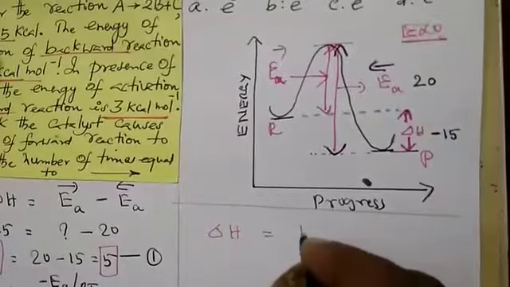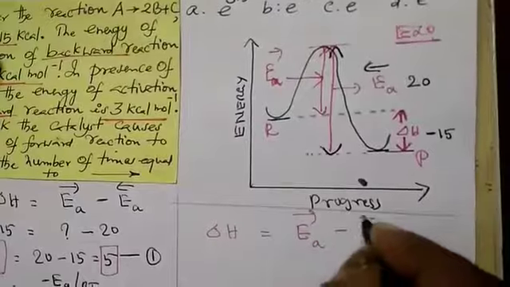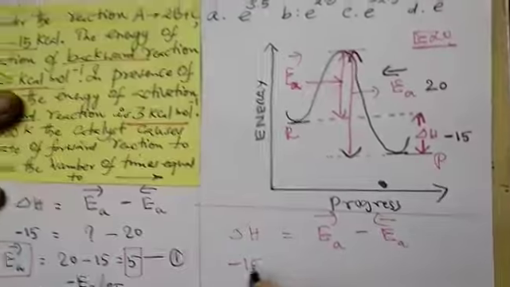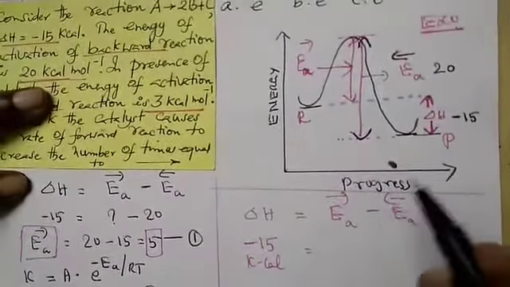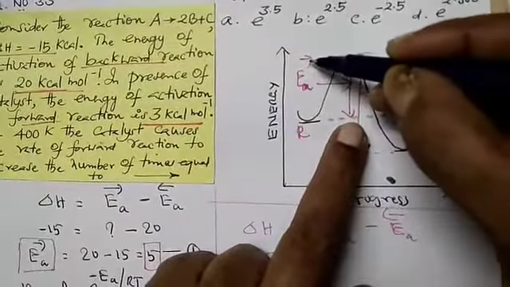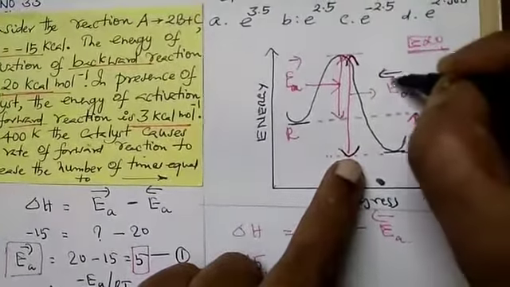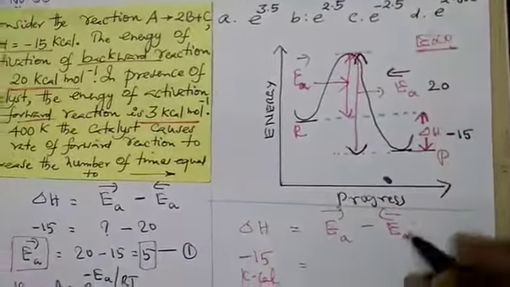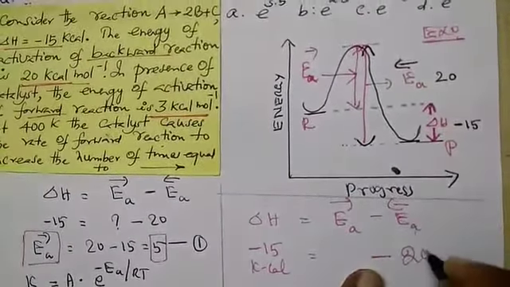the formula: delta H is equal to energy of activation of forward minus energy of activation of reverse. This is the formula. Now the delta H value I am writing is minus 15, of course the unit is kilocalories. And then in this diagram, from here to here it is the energy of activation of forward, and from here to here it is the energy of activation of the reverse. Reverse is given as 20. You can see, children, from the diagram I am taking, the energy of activation of reverse is 20.